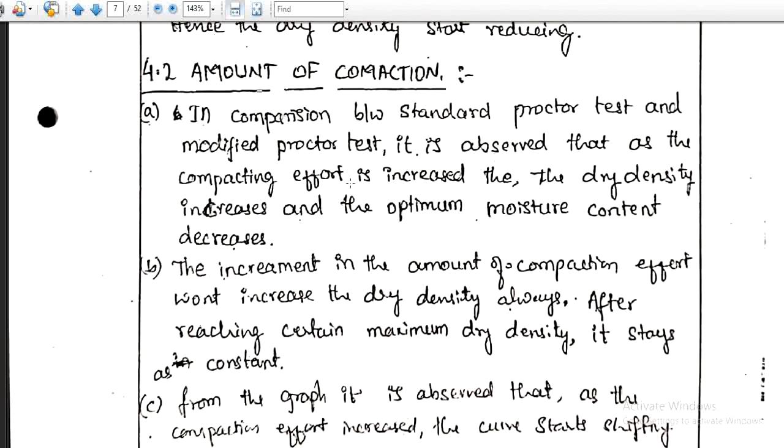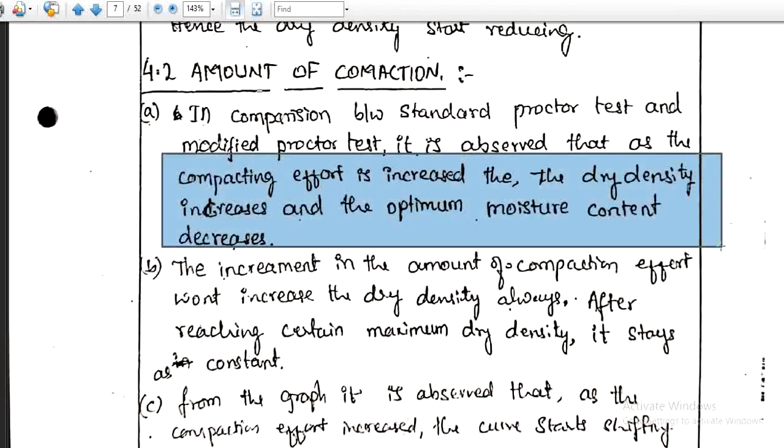it is observed that as the compaction effort increases, the density increases and optimum moisture content decreases. So this is the relation which we have seen by comparing the standard Proctor test and the modified Proctor test. So what is the result which we have seen? As the compaction effort increases, because we have increased the weight of the hammer over here, the dry density increases and optimum moisture content also decreases.